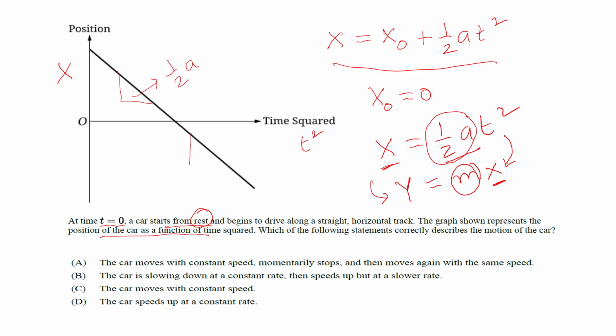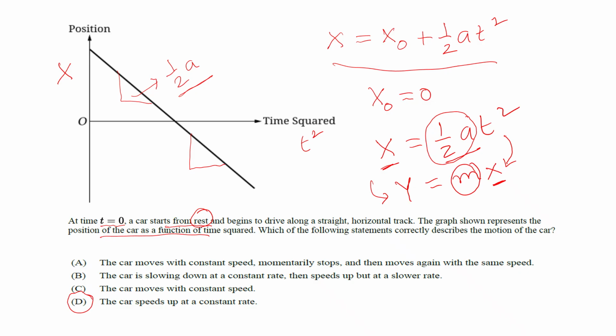And since it's a constant slope, you can see that the slope is remaining constant all through. So that indicates that the acceleration is constant. So the object is moving with a speed which is constantly increasing. And that suggests that option D is the correct choice, which says that the car speeds up at a constant rate. Now, some of you may ask a question like, why is the slope negative?